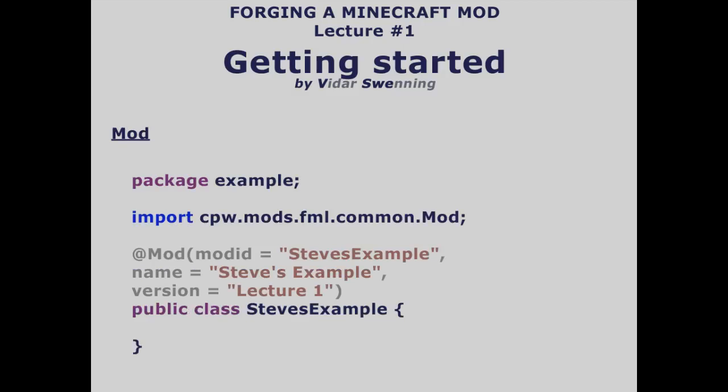So we had the package, and of course we import the correct things, cpw.mods.fml.common.Mod, and then we add this Mod annotation. So we do @Mod, and then we give it the mod ID. Here we use Steve's example. Then we give it a name, Steve's example as well, but spelled a bit differently. And finally the version that we need, and that is lecture 1, and then we add our actual class.